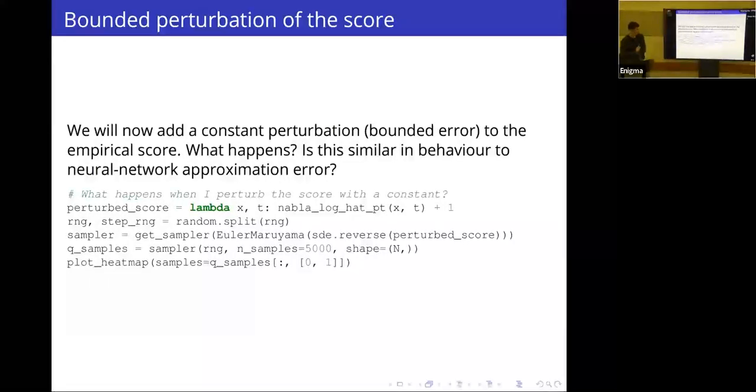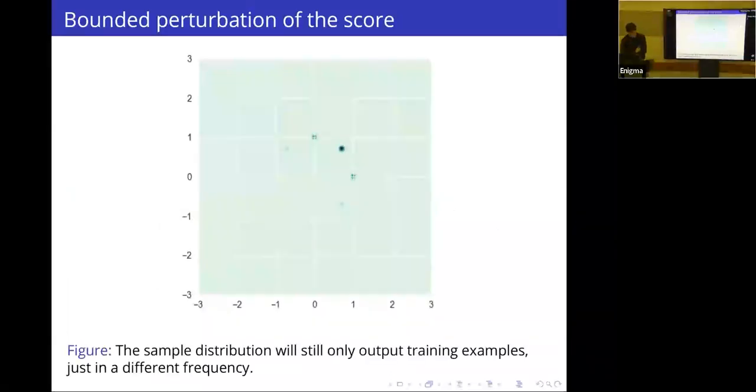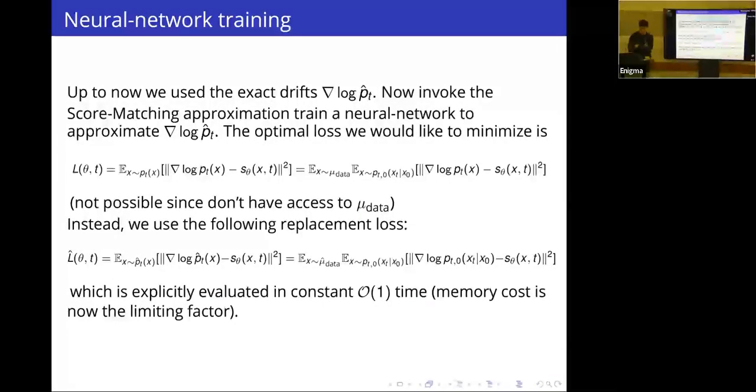So what if we add a constant error to the empirical drift? Well, the support of the distribution doesn't change, but the density on the support does change. Okay, so now instead of exact drifts, we're using score matching. And the objective comes from a KL divergence between two laws of a stochastic process, one with the approximate drift s parameterized by the parameters of a neural network theta, and one with the exact drift.